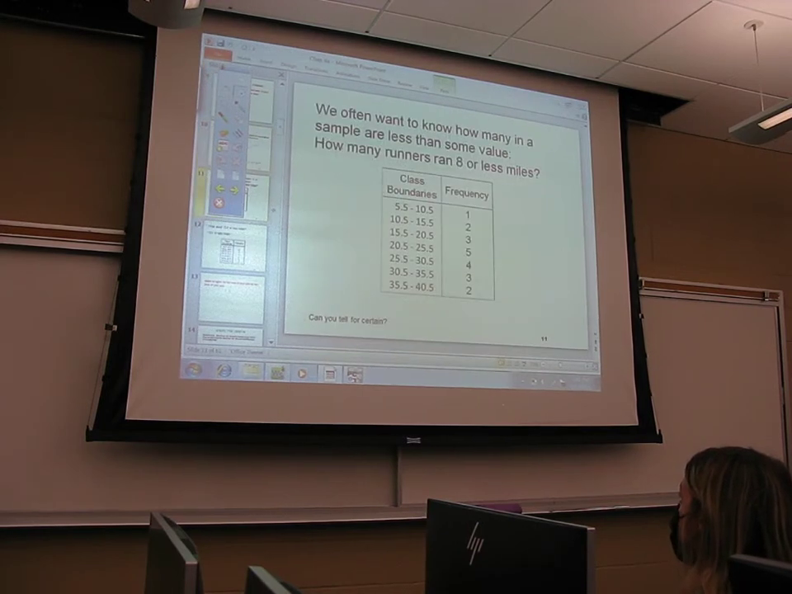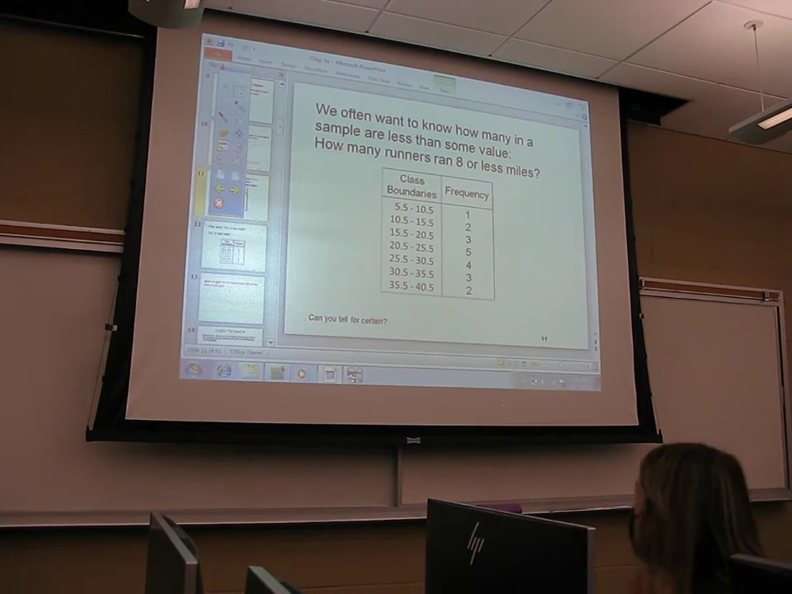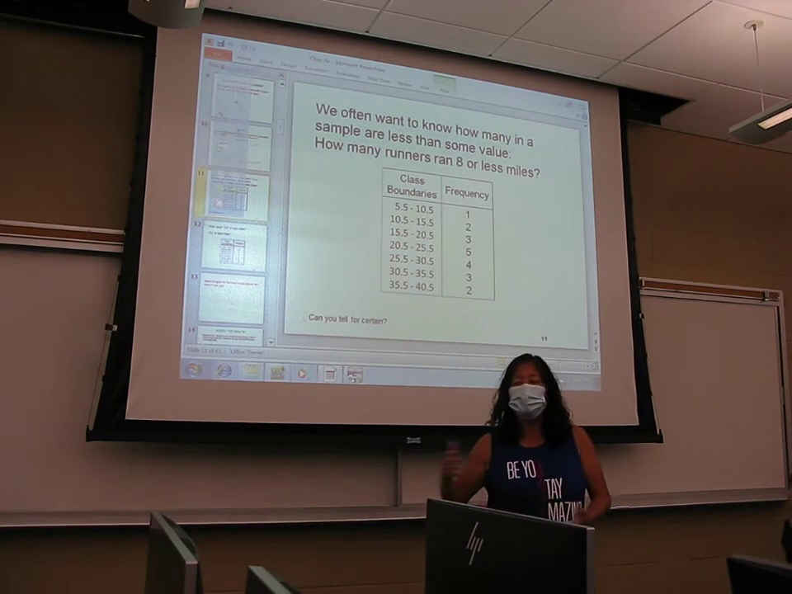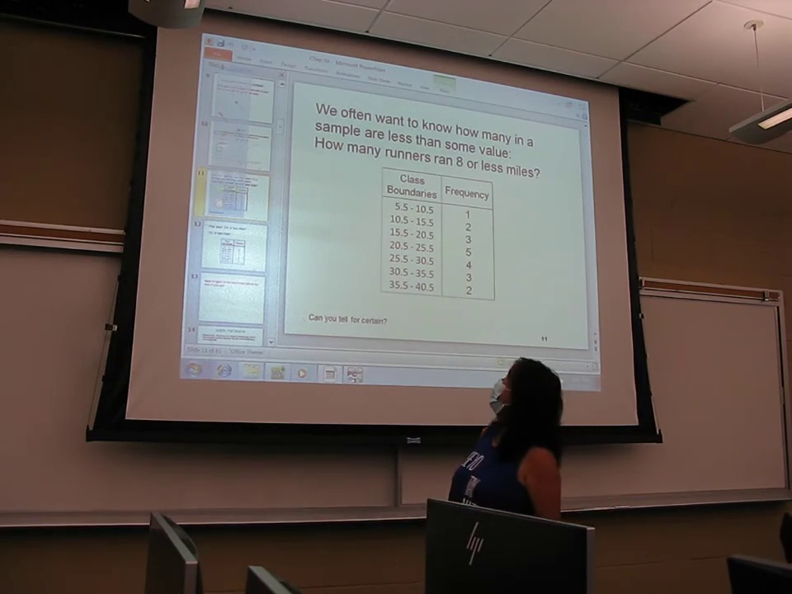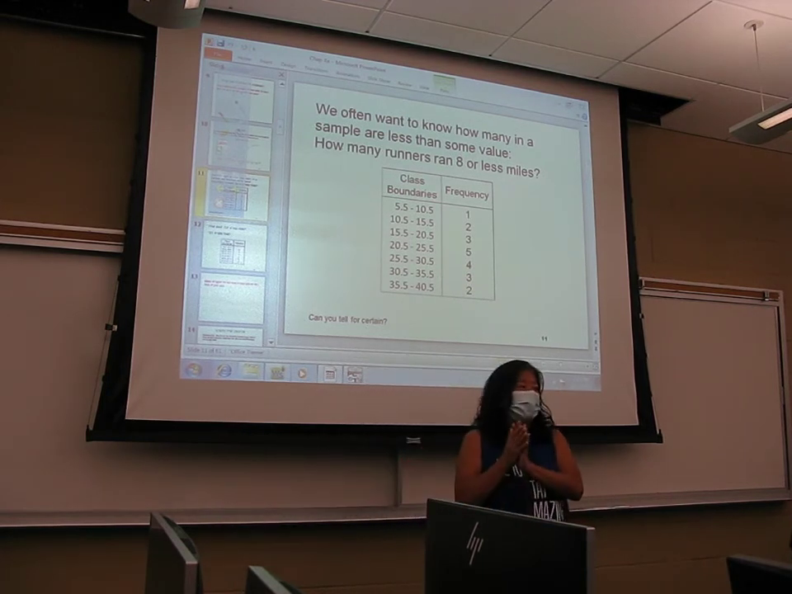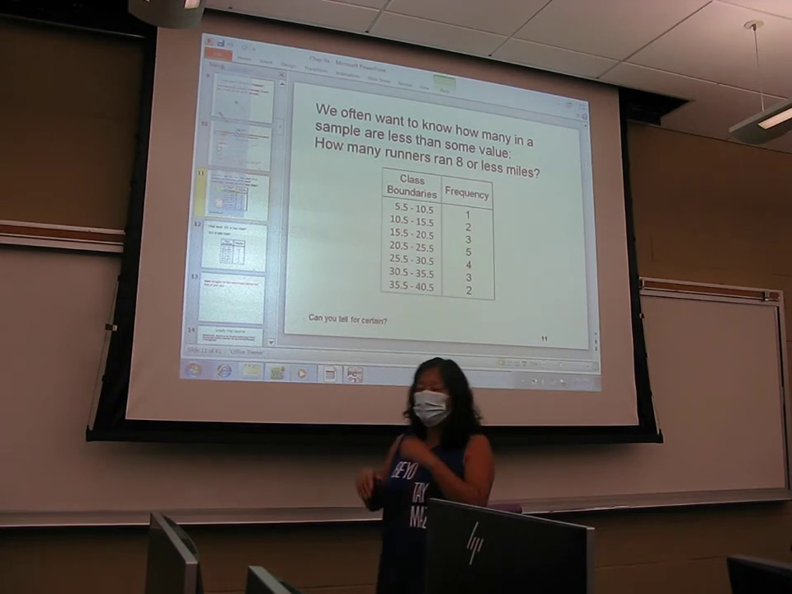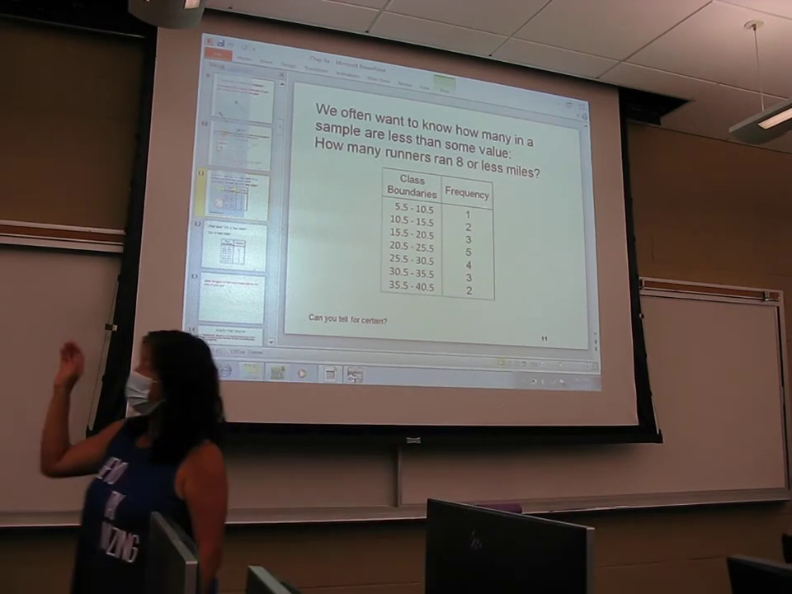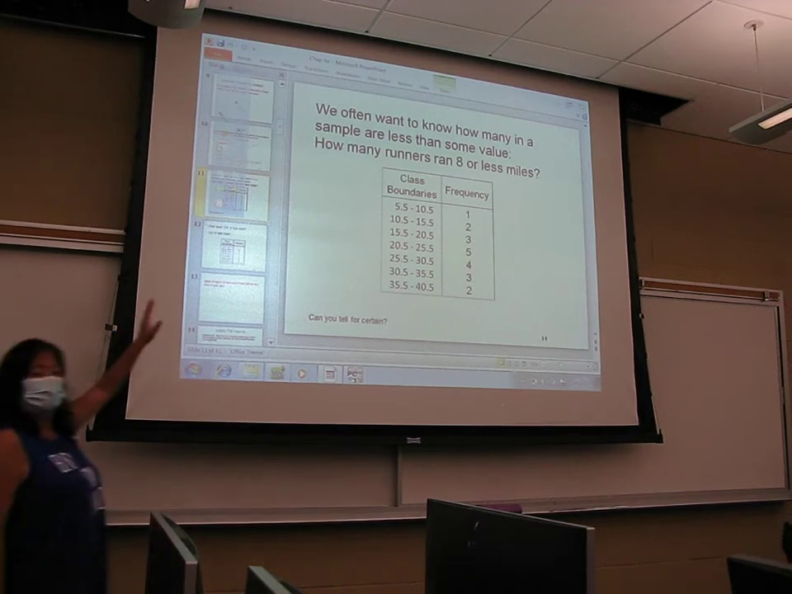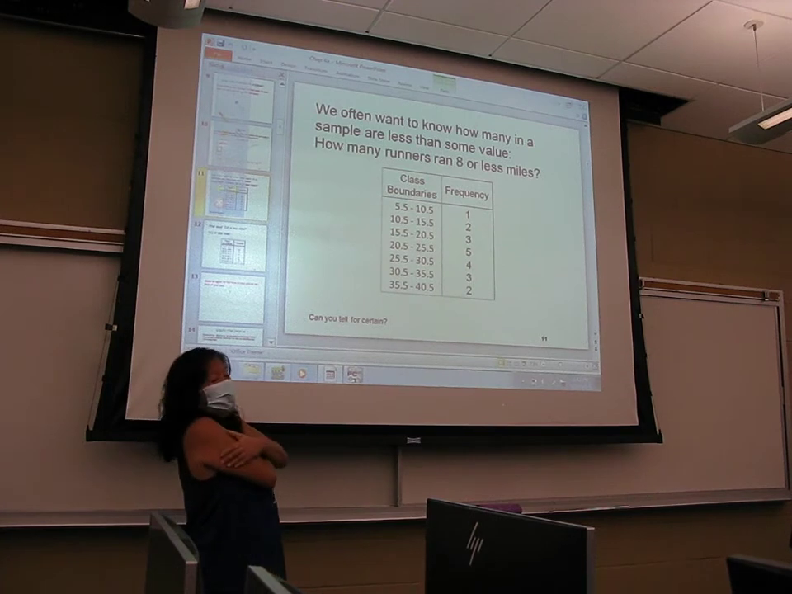Okay, so ogives answer a different question. Very, very often, we want to know how many in a sample are less than or equal to some number. Or sometimes we want to know greater than. But very often we want to know the cumulative up to that point. Like how many people are 5'2" or less? How many people ran 10 miles or less? Things like that. So here's a question. How many runners ran 8 miles or less?